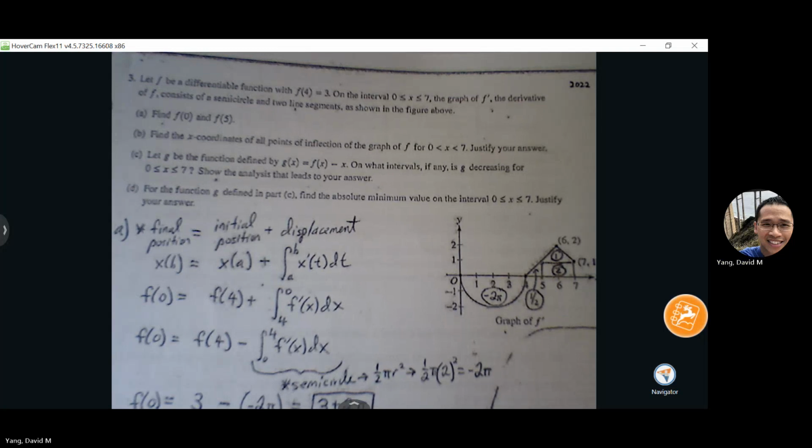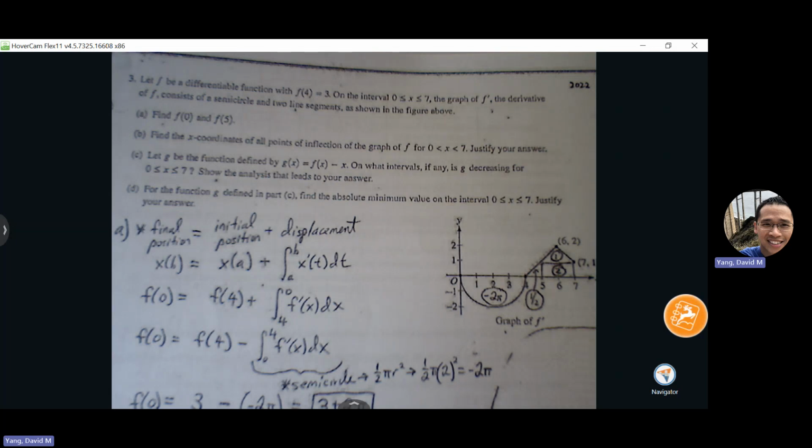Okay, number 3. Let f be a differentiable function with f of 4 equals 3. The derivative graph is given. Find f of 0 and f of 5.